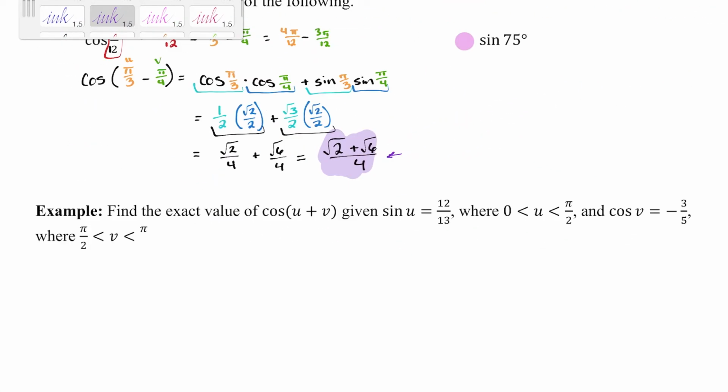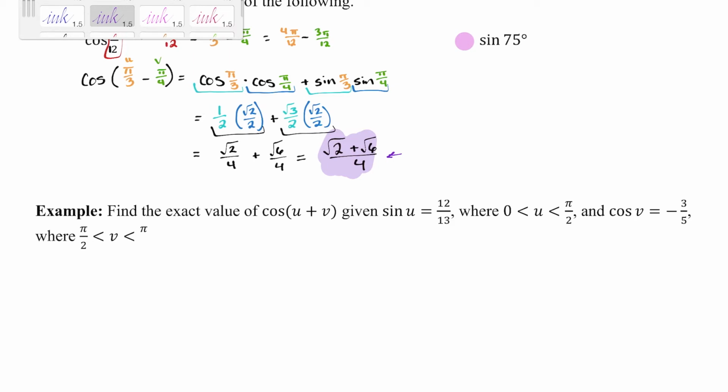And the next one that I'm going to do here in the video, we're going to find the exact value of cosine of u plus v, given that sine of u is 12 over 13, and cosine of v is negative 3 over 5. If I'm going to use cosine of u plus v, that means I need the cosine of both u and v, and the sine of both u and v. Right now I only have the sine of u, not the cosine of u, which means I'm going to have to draw out this triangle.